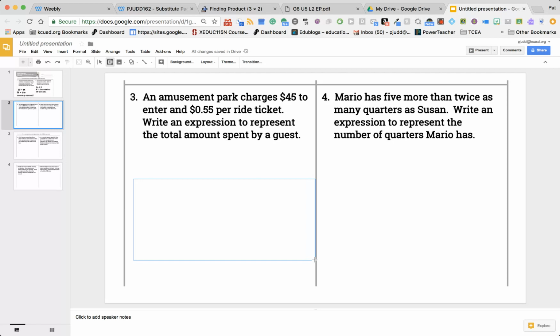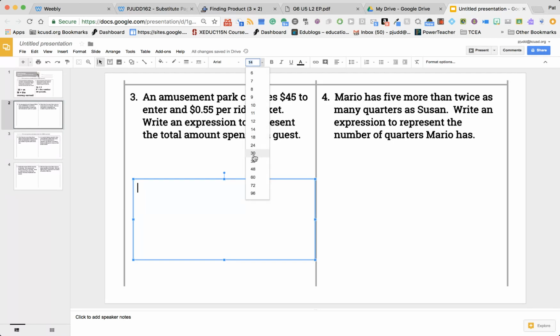So for number 3, an amusement park charges $45 to enter and 55 cents per ride. Per ticket for the rides. Write an expression to represent the total amount spent by a guest. And then we need to explain what the variable represents. So there is a fee to get in, or a charge to get in, and that's $45. Well, the guest is not going to pay $45 every time he or she goes on a ride. That's a one-time fee. So it's going to be $45 plus.